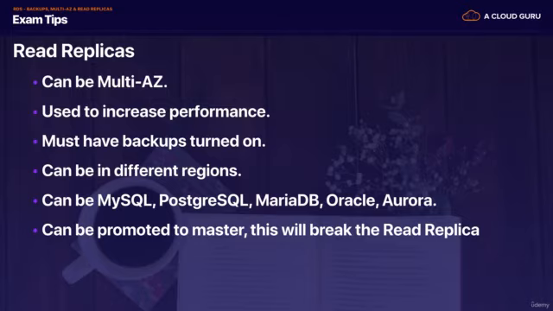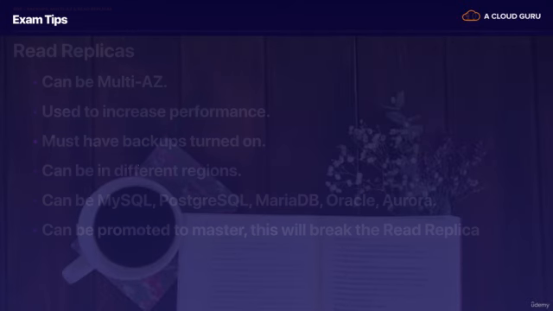Just remember to enable read replicas, you must have backups turned on. And read replicas can be in different regions as well as the same region. So you can have read replicas around different regions in the world. And read replicas can be MySQL, PostgreSQL, MariaDB, Oracle, and Aurora. The only RDS engine that doesn't support read replicas at this time is SQL Server. And remember that read replicas can be promoted to a master, but when you do this, it's going to break the read replica. So it's going to break the replication.